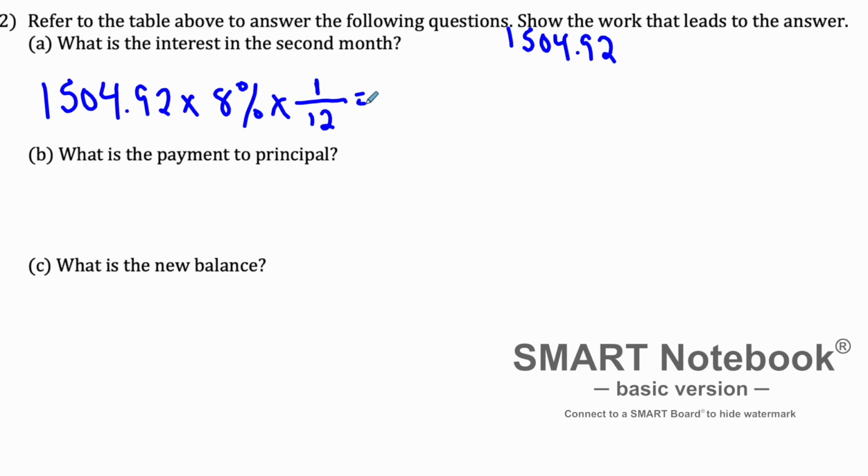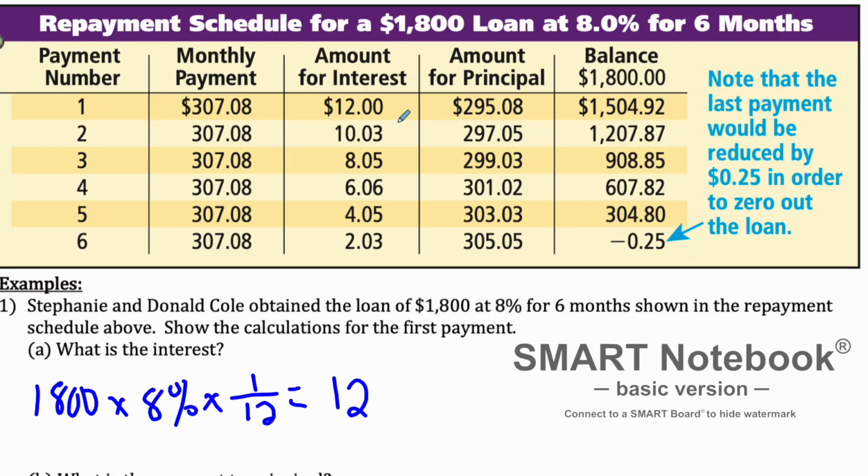All right, so let's see what we get here. 1504.92, and we're going to multiply by our 8%, so 0.08, and we're going to multiply that by 1 divided by 12 again. You're going to end up getting 10.0328, which, since we're dealing with money, is 10.03. Well, look at what they got here. What'd they get? 10.03, same number.